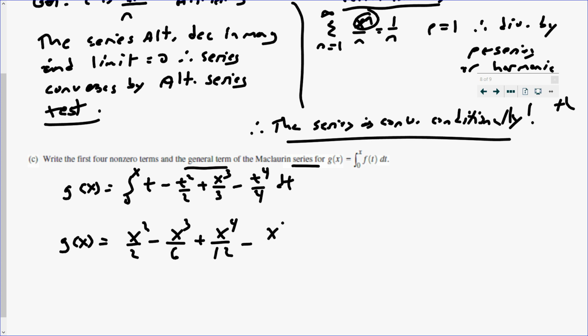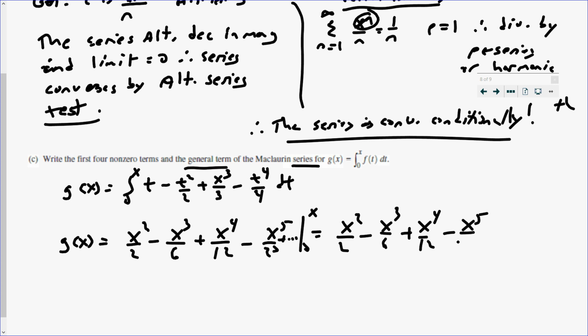This becomes x to the fifth over 20 from 0 to x. Yeah, and we're just going to plus dot dot dot. What we're going to get is x squared over 2 minus x cubed over 6 plus x to the fourth over 12 minus x to the fifth over 20. Now, this is a polynomial. To get the series, we would go plus dot dot dot.